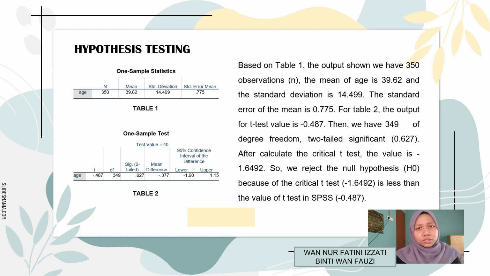The mean of age is 9.62 and the standard deviation is 14.499. The standard error of the mean is 0.075.